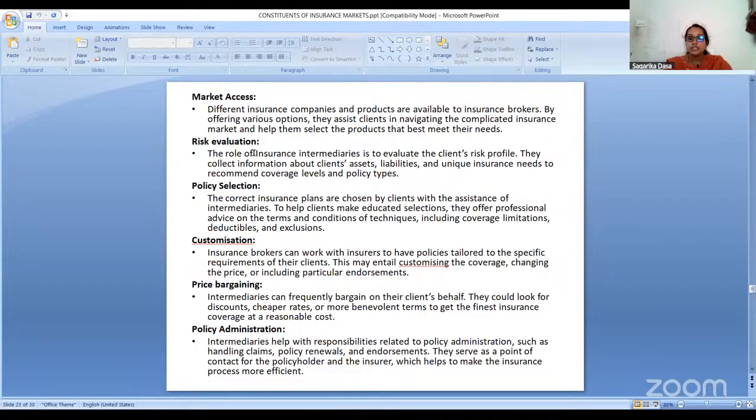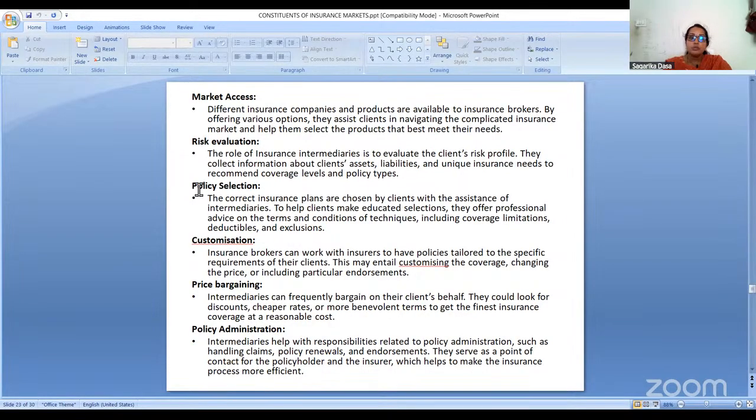Risk evaluation. The role of the insurance intermediary is to evaluate the client's risk profile. పర్టికులర్ పాలసీ హోల్డర్ ఎంత రిస్క్ ఫేస్ చేస్తున్నాడు, అతని ఫర్దర్ లైఫ్ స్టైల్ అండ్ లైఫ్ స్పాన్ లో ఆ రిస్క్ ప్రొఫైల్ అనేది కంప్లీట్ గా ఇవాల్యుయేట్ చేసేది మనకి బ్రోకర్స్ ఆర్ ఏజెంట్స్. Hence, intermediaries are very important in evaluating the risk of the individual person, or it may be for the business also.